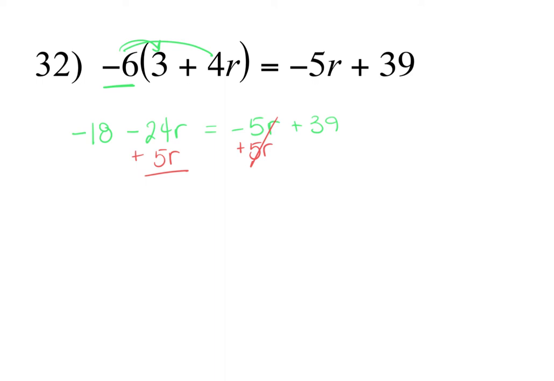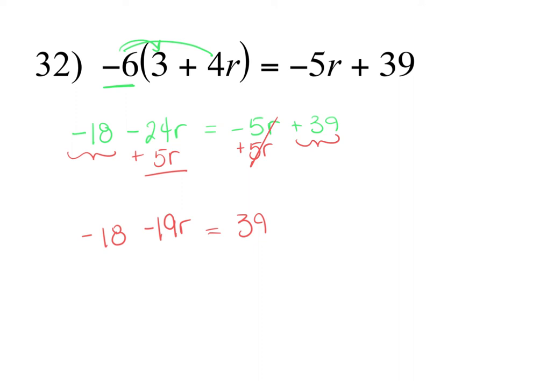And when I do that, negative 24 plus 5 is going to give me negative 19r. And I still have this negative 18 right here, and I still have this positive 39 right here. So all I did was shift my variables. Now I need to shift my numbers. And you can do it all in one step if you want to. That's fine. Just make sure you do the opposite sides. If you move your variables to one side, numbers need to go to the other.